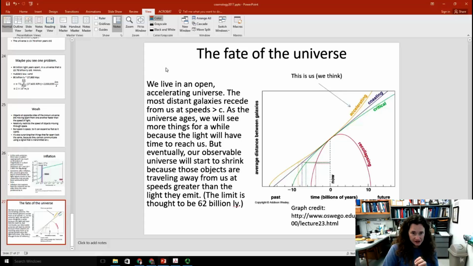The most distant galaxies recede from us at speeds greater than the speed of light, because space can travel as fast as it wants. As the universe ages, we will see more things for a while, because the light will have time to reach us. But eventually, our observable universe is going to start to shrink, because those objects are traveling away from us at speeds greater than the light that they emit. And the limit for this is thought to be about 62 billion light years. So the furthest we'll ever see into the known universe is 62 billion light years. And then after that, because of the acceleration of the universe, we'll start to see less and less and less and less as we drift apart.